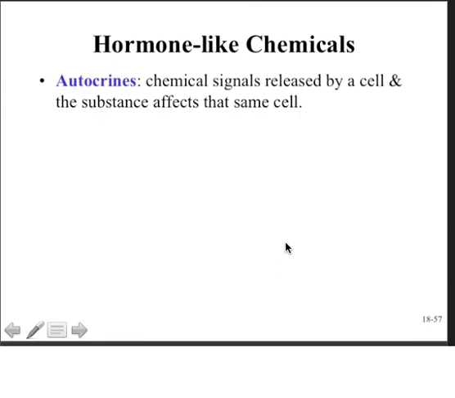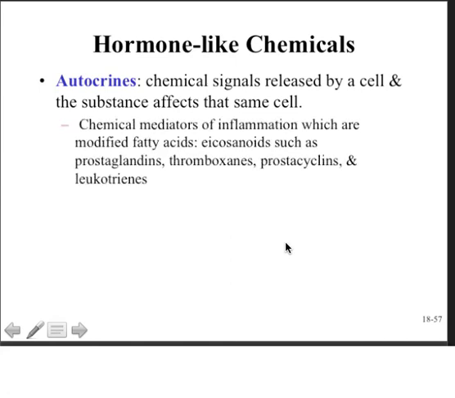Other hormone-like chemicals include autocrines, which are signals released by a cell that affect the same cell. Essentially, what happens is chemical mediators, such as those that regulate the inflammatory response. These include modified fatty acids, such as eicosanoids and prostaglandins and prostacyclins, which are produced as a response to injury or disease. Remember that the overall thrust of inflammation is to bring blood to the area. With blood come cells that are going to fight pathogens and repair damaged tissue. In addition to that, the inflammatory response is a warning not to use the affected area and to treat the injury.